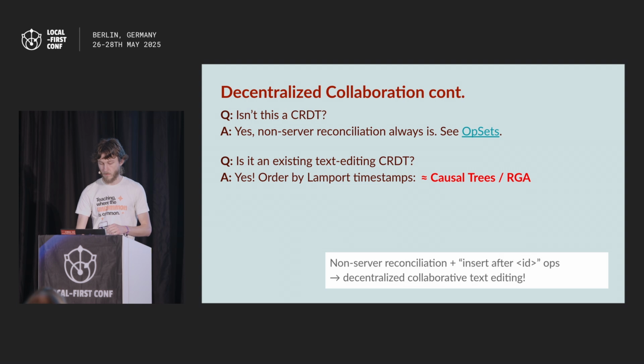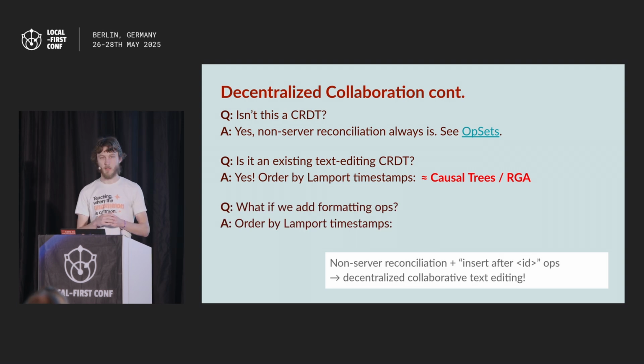Likewise, if we add formatting operations in the naive way, where we say, I want to make the text bold from here to there, with here and there both expressed in terms of character IDs, you get a CRDT which is very similar to Peritext in the way it resolves conflicts between different editing spans.